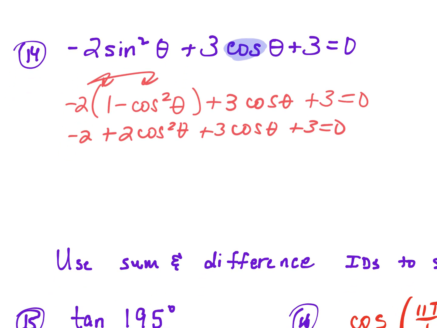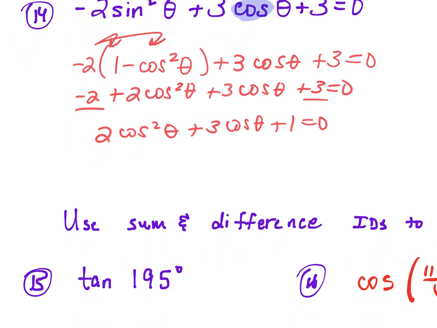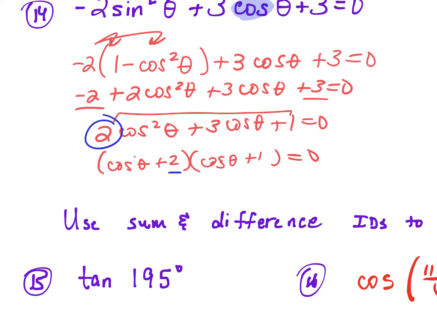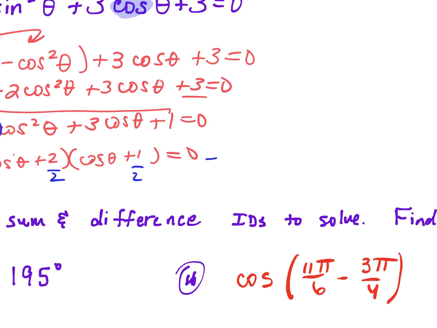Can I combine anything? Negative 2 and a positive 3. So I have 2 cosine squared theta plus 3 cosine theta plus 1. All right, we factor. Cosine theta times cosine theta. Factors of positive 2 that multiply to give me 2, but add to give me 3. Plus 2 plus 1. What do I have to do with my a term? Divide. Good.